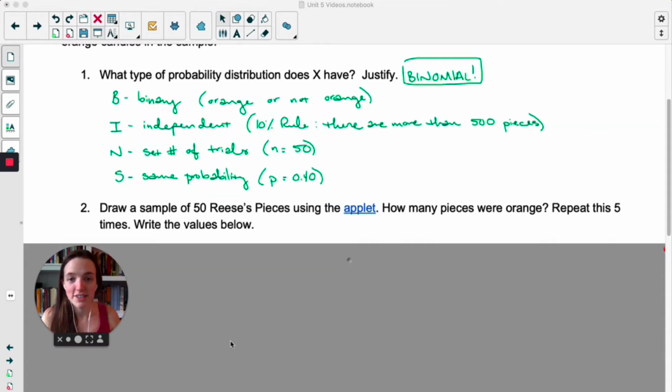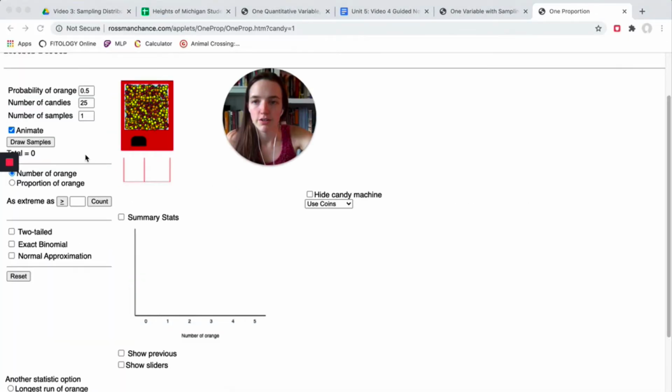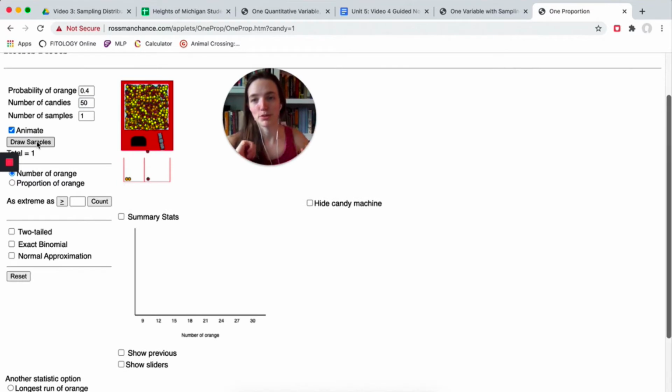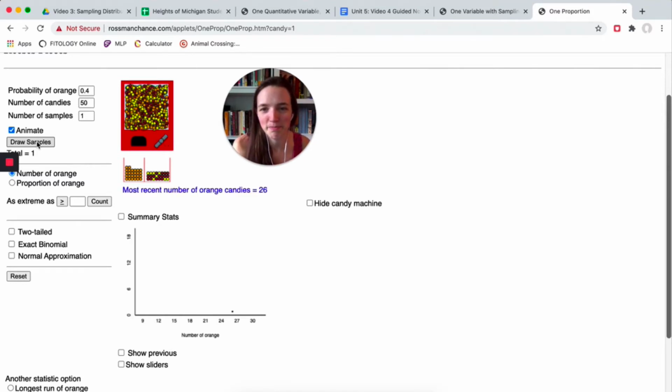So luckily there is an applet. You're going to click on this link and let me show you what you should do. First we have to set this up to match our scenario. So the probability of orange in our scenario is 0.4, and we are pulling out 50 candies at once. Now it's initially checked with animate. So if you click draw samples, it's going to animate shuffling around all the pieces, and it'll show you how many orange you get. It's very cute, but it takes a long time.